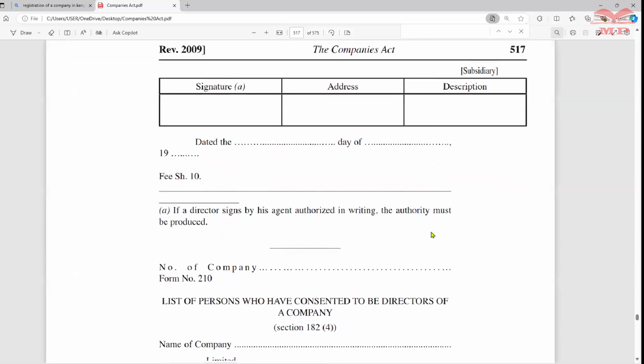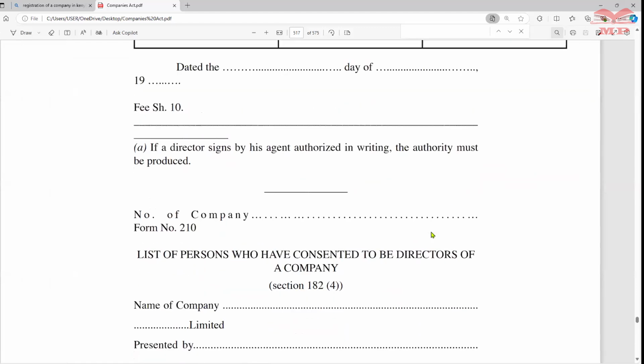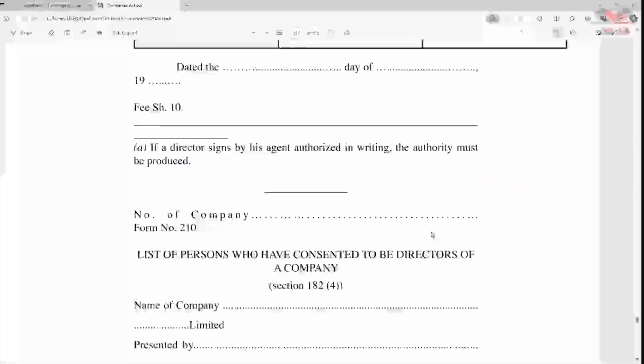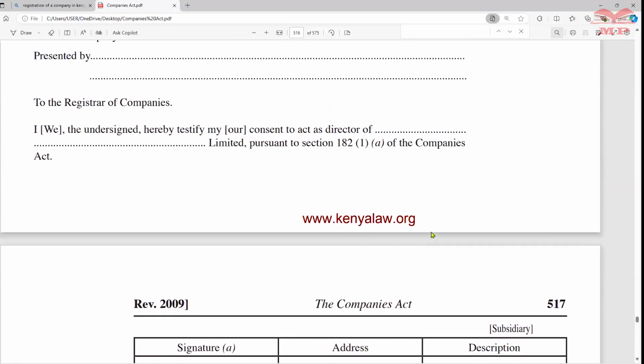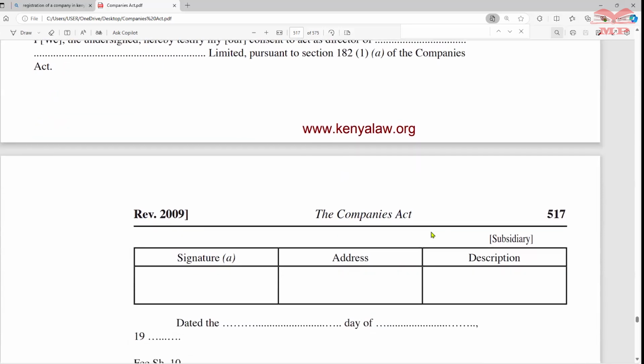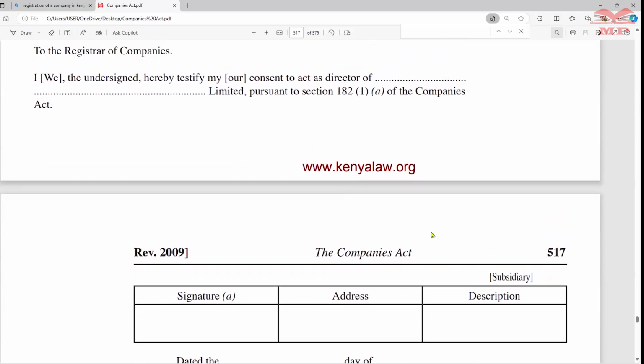And as we were saying, if a director signs by his agent authorized in writing, you can send someone to do it for you, but you must authorize it in writing. And before this Form 209 is accepted, that authority must be produced before anyone can sign on your behalf, because this is a consent. Ideally, you should do it individually. Where you're not able to do it, then you send someone in writing and they act on your behalf.